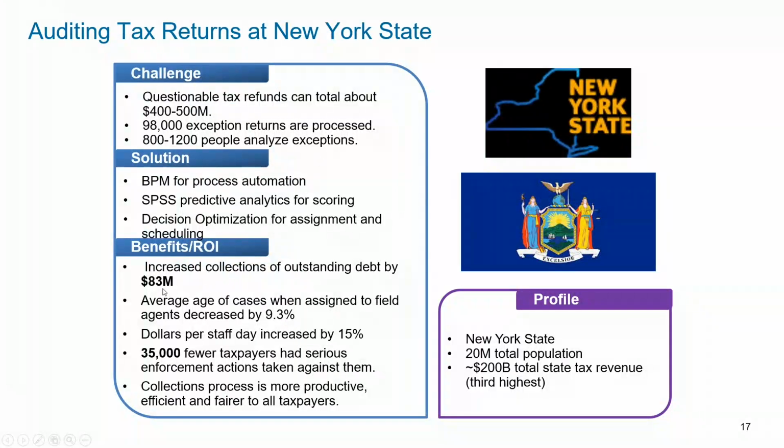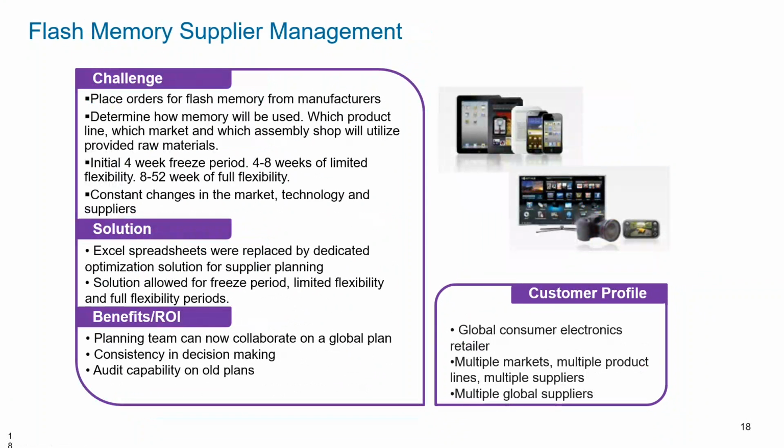You can increase collections by 83 million. And by assigning to the right field agents, you can decrease the average age for a case by almost 10%. So basically what is happening here is you are using SPSS to do the predictive modeling scoring of the returns, and you use decision optimization to do a very clever assignment. Okay, so you can do this very quickly, and that's the profile of the company. And again, here, this is the customer.